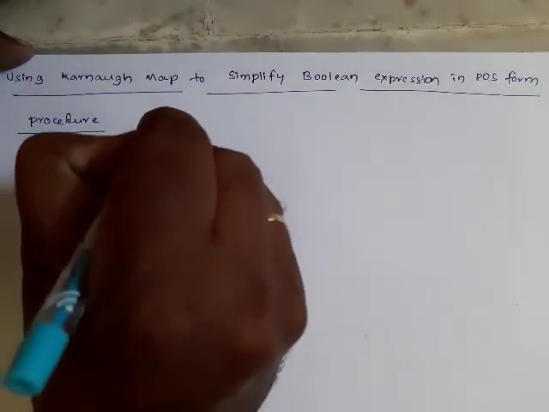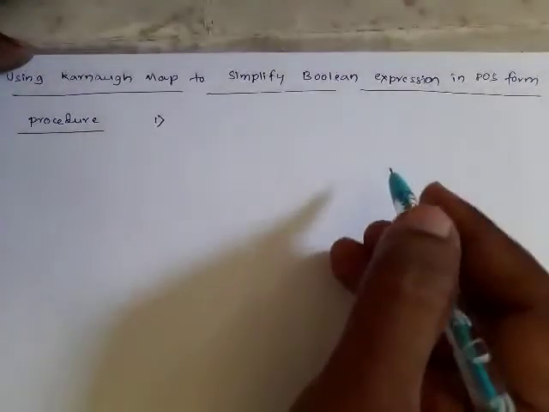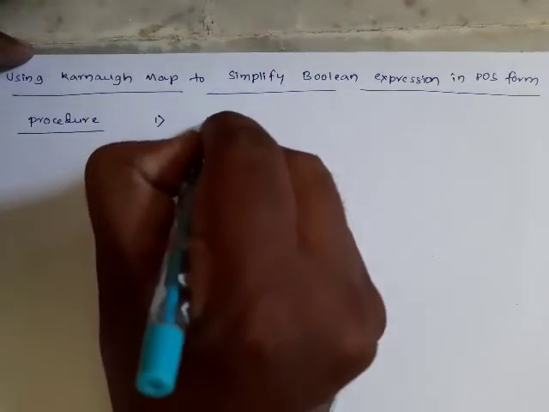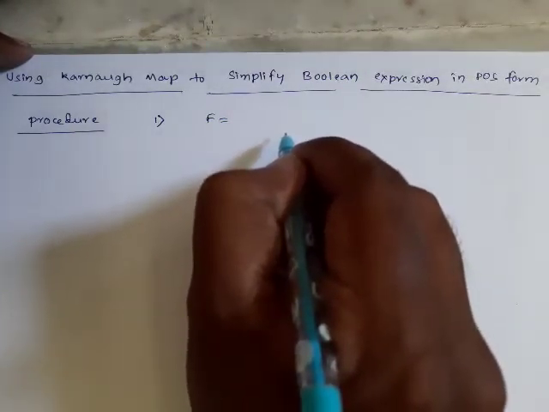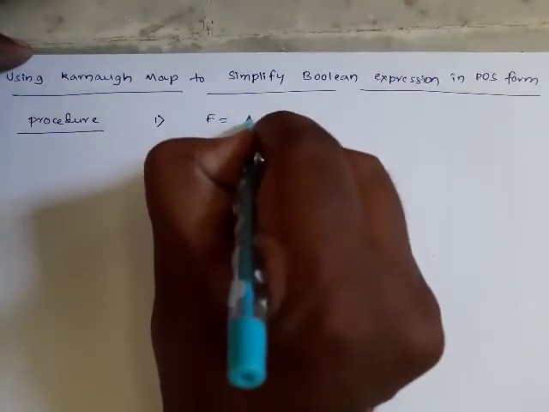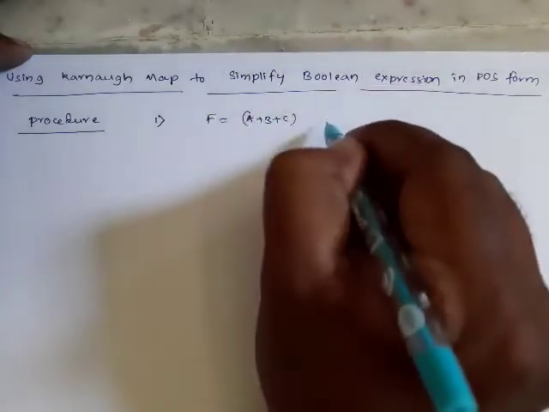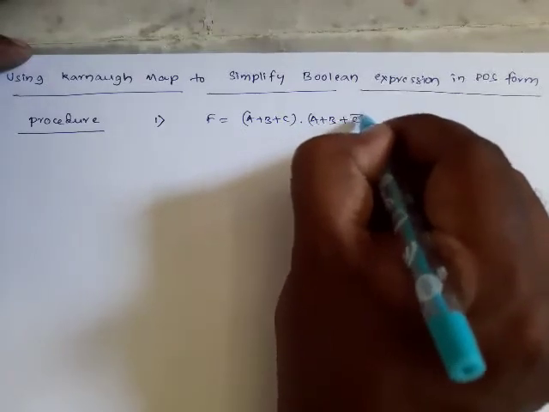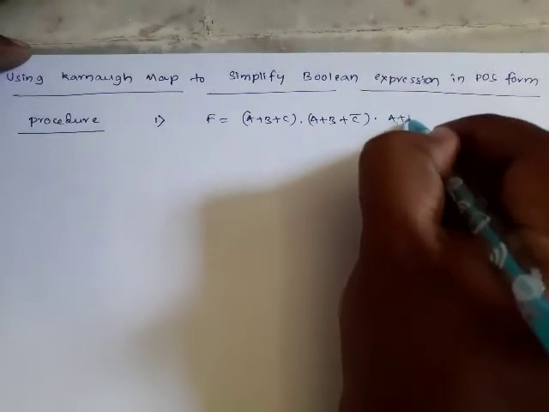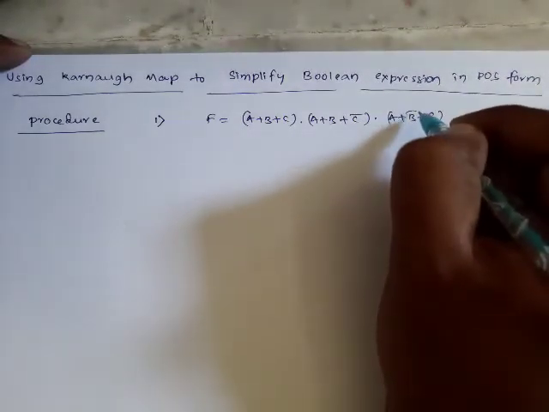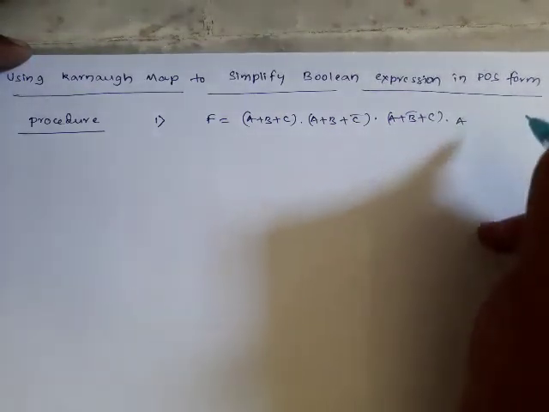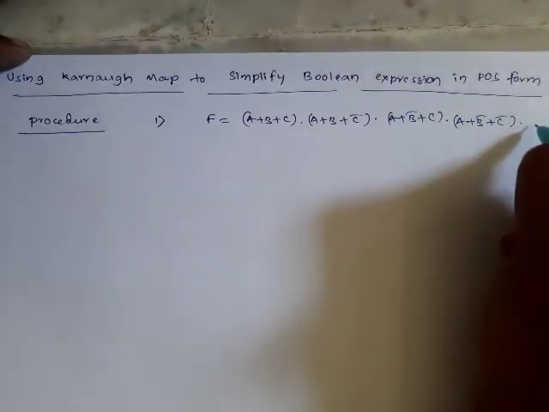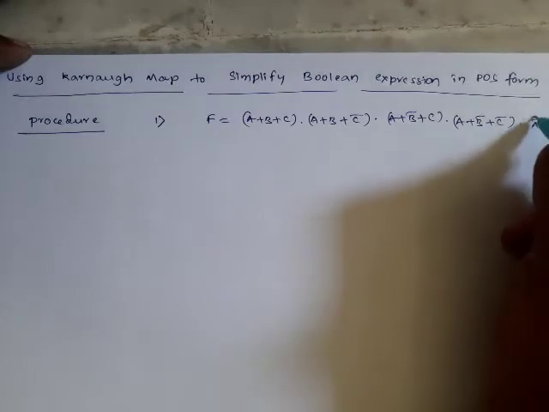So the example we'll take is: use Karnaugh map to simplify the following expression in standard POS form. The expression is f equals (a plus b plus c) dot (a plus b plus c bar) dot (a plus b bar plus c) dot (a plus b bar plus c bar) dot (a bar plus b bar plus c).